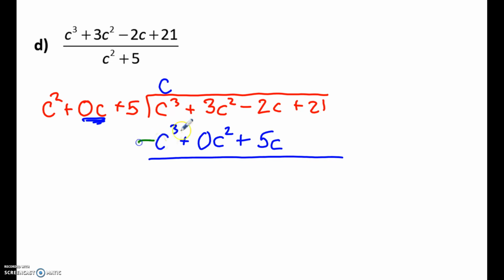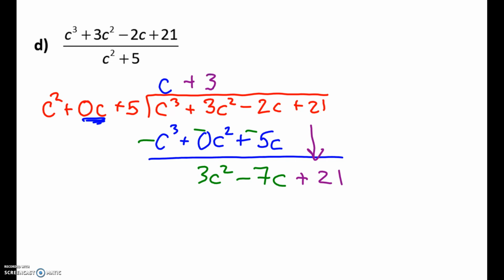Then we subtract. We send a negative through everything, and those cancel. I get 3c squared minus 7c. Then we drop down the 21 plus 21, and we repeat the process all over again. What do I multiply c squared by to get 3c squared? The answer is plus 3.